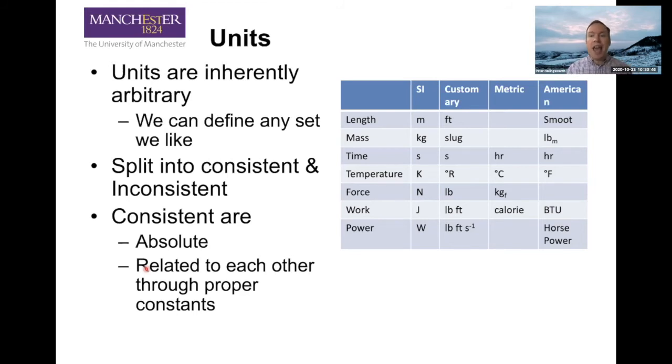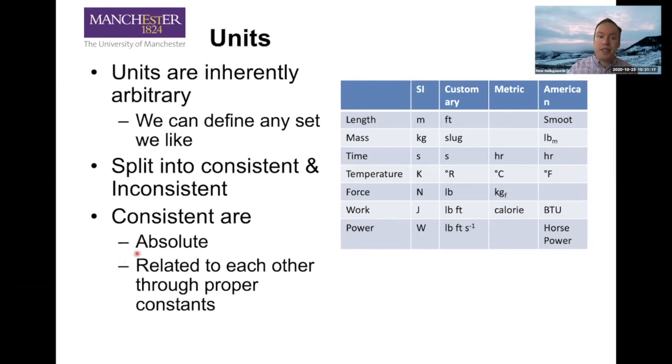I can choose anything as my reference point for unit of length. In fact, if we look at our physical constants, Avogadro's number, Planck's constant, Boltzmann's constant, they don't work evenly with any of our conventional unit systems. So whether you're using SI or customary or metric or goofy American, you can define any set you like. However, within that, there are two basic types of unit systems. They're what we call consistent and inconsistent units.